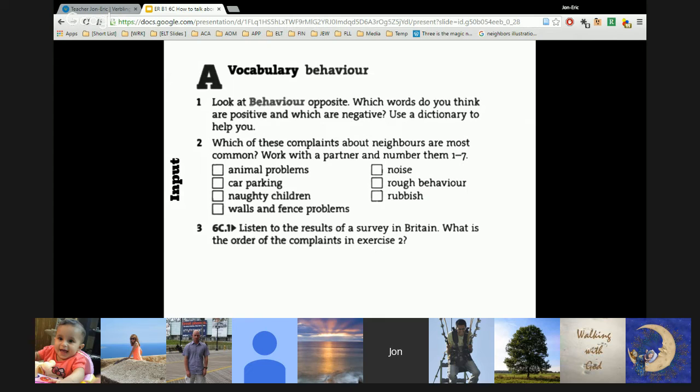Notice this is British English, so they say rough behavior, and as David said, maybe we would say rough people in American English.